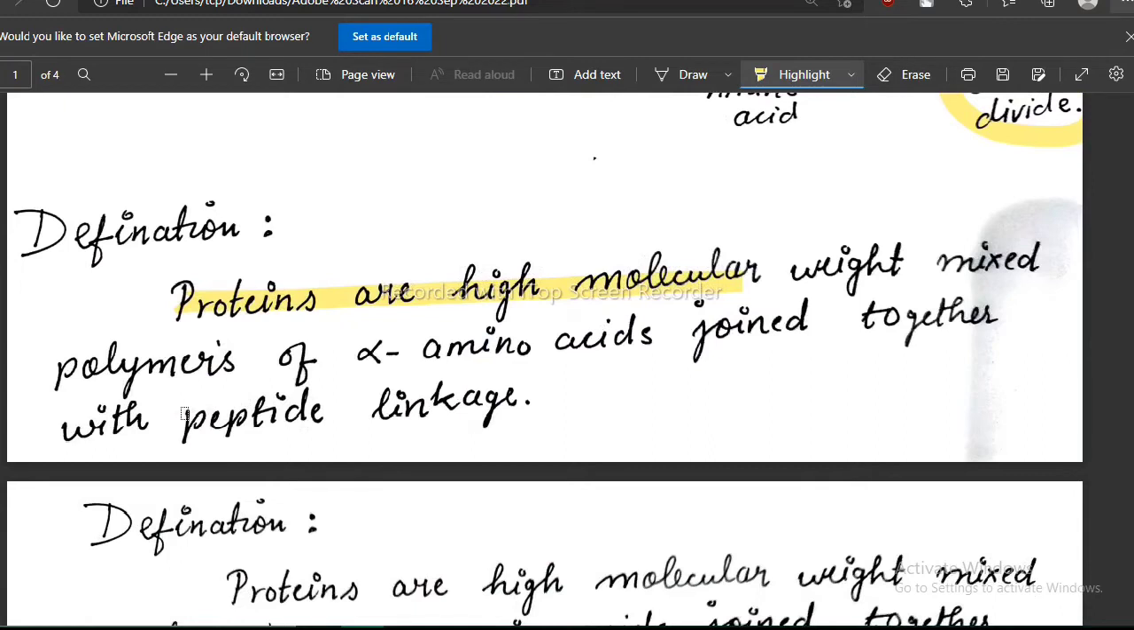This is very important. जो amino acid, जो alpha amino acids है, वो link कैसे या join कैसे हुए हुए हैं, that is joined by the peptide linkage. That is a peptide linkage.